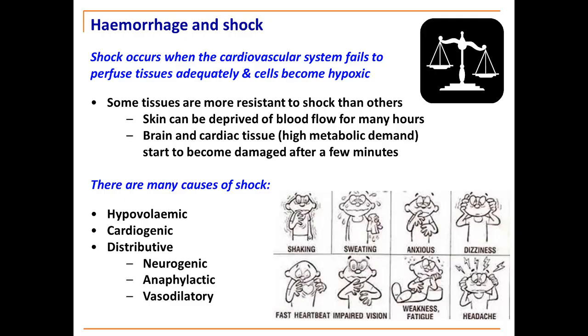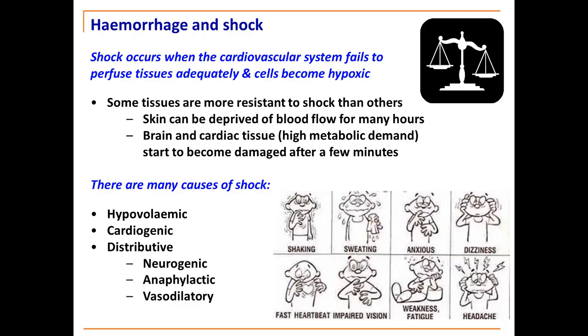You've got hypovolemic shock, and that's where you have an issue with the blood volume. The blood volume has dropped. You've got cardiogenic shock, where you've got an issue with the heart pump itself. And then you've got distributive shock, and that's where you have issues with the blood vessels. That might be neurogenic, anaphylactic, or vasodilatory.